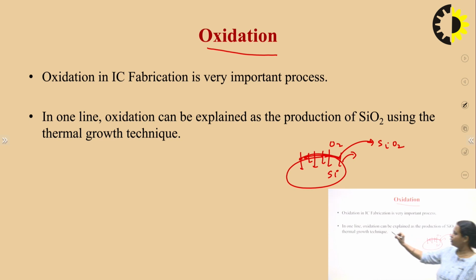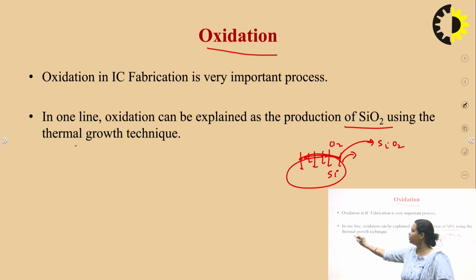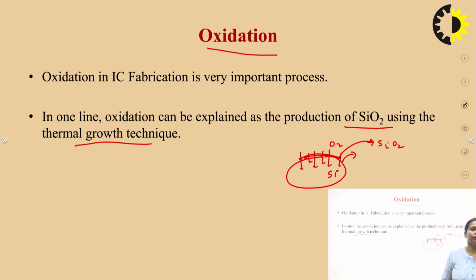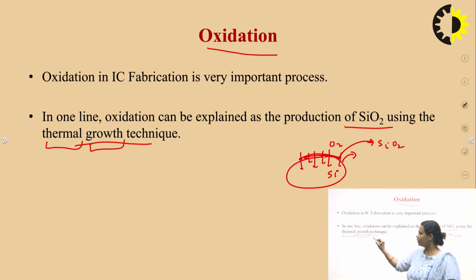In one line, oxidation can be explained as the production of SiO2 using the thermal growth technique. What is the thermal growth technique? Thermal means it is related to temperature. Growth means to grow something, and technique is the method. So the method of growing at a particular temperature is the thermal growth technique. That technique we are going to use in the process of oxidation.